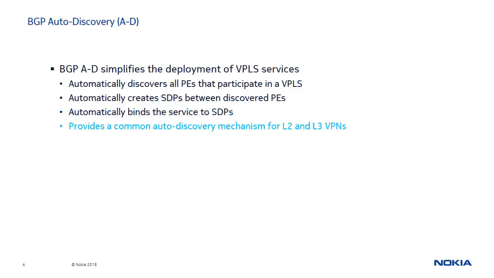As well, when MPBGP is enabled, or already deployed in the network, the same BGP auto-discovery mechanism can be used for both Layer 2 and Layer 3 VPN services.